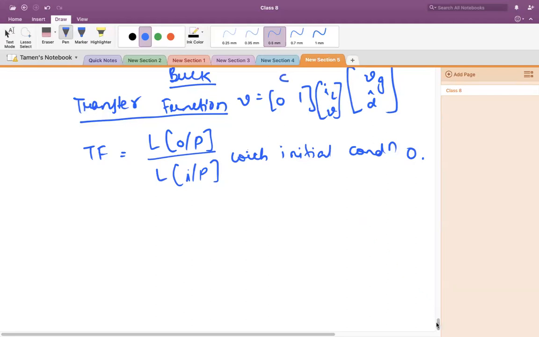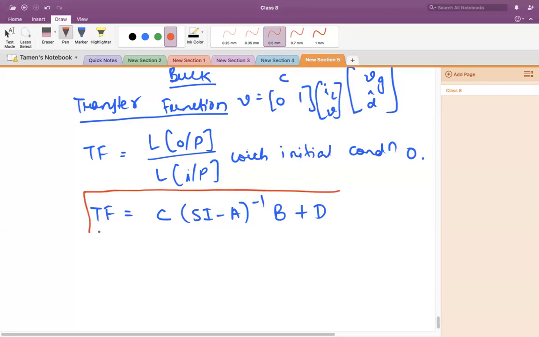So whenever we have the state space form, to convert it into transfer function, directly we have a formula. What is the formula? The transfer function is C times (SI minus A) inverse times B plus D. This is the standard formula of converting the state space model to transfer function. If it is there, directly we can convert, no problem.